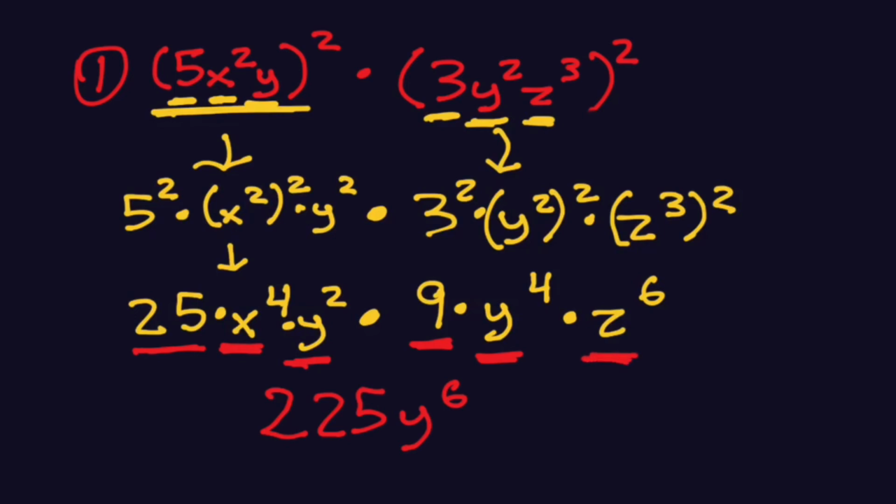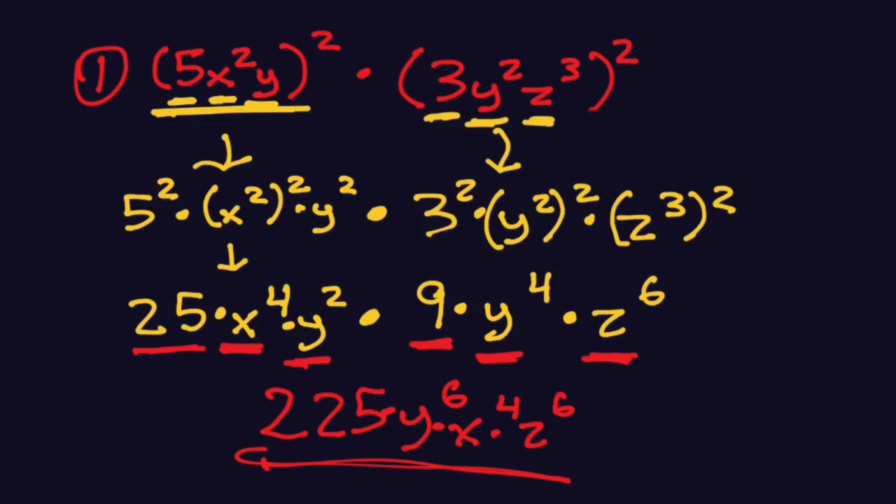Now we can't multiply those together, so we're just going to have to put them right in the answer because they're already in their simplest form. We can't multiply them anymore since there are no other z's and there are no other x's. So this could be our final answer. However, it's in the wrong order. All of this is correct. Our final simplest form of this equation is 225 times y to the 6th times x to the 4th times z to the 6th. However, they aren't in the correct order.